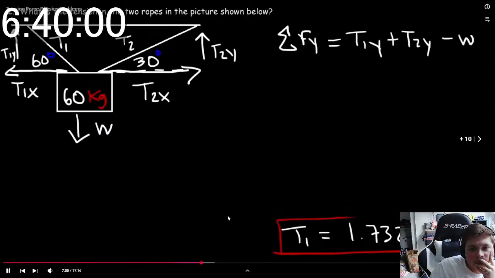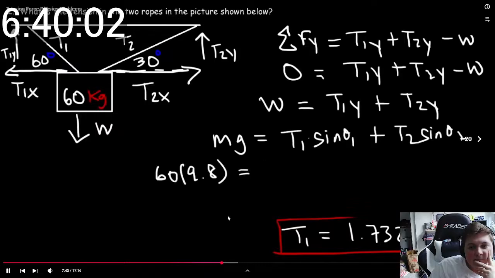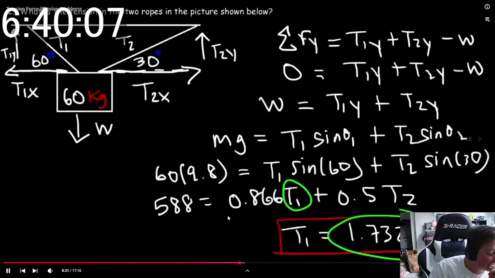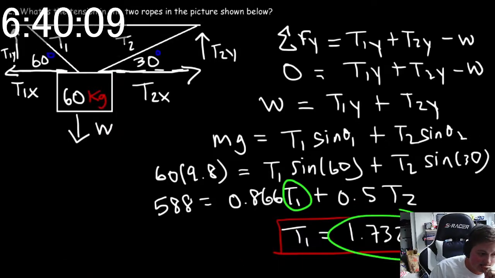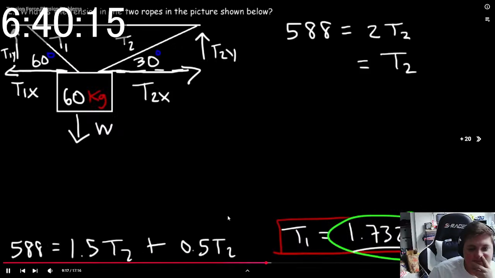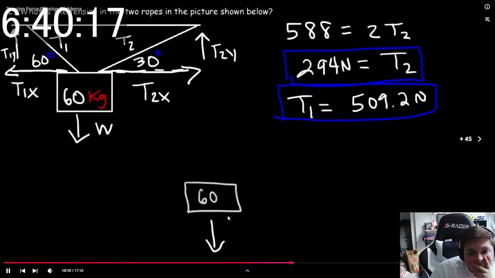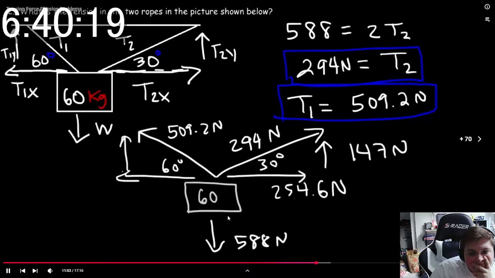Now let's look at T1y and T2y. Because the object is at rest, the net force in the y direction is zero. We don't know what T1 and T2 are right now. So we got to solve this using substitution. Anytime you have two variables, you need two equations to solve those two variables. So now this is going to be 588, which is equal to 0.866 times T2 plus T1 sine 60. Now 519.2 times cosine 60.